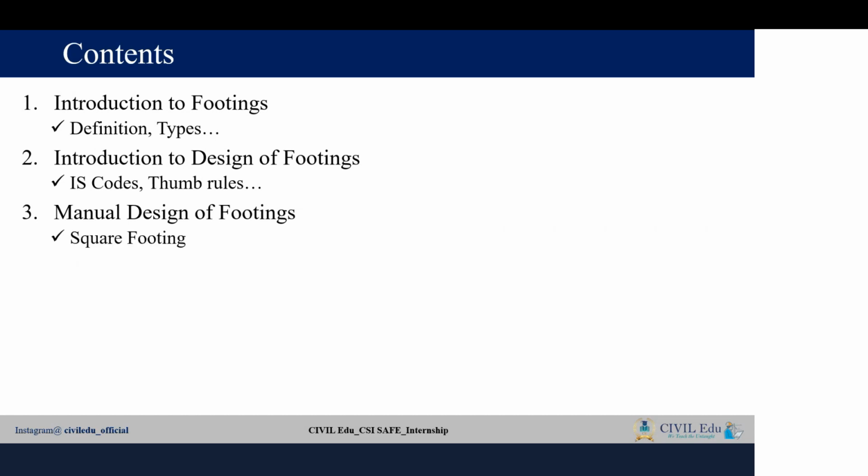The first one is the square footing. The second one is the rectangular footing. The third one is the sloped footing. The fourth one is the combined footing. And the last one is the strap footing. These are the five different types of footings that we are going to cover, both in the manual cases as well as in the software cases. I will also give you the Excel sheets for the design of all these five types of footings. So these are the five types of footings that we are going to focus on in this entire training session.